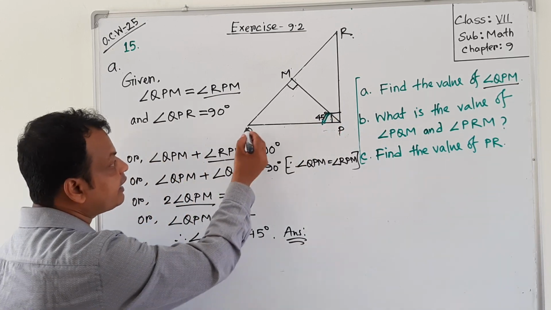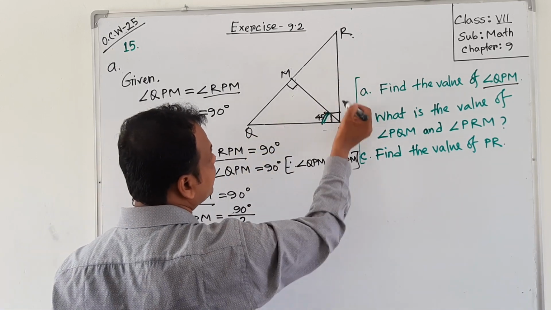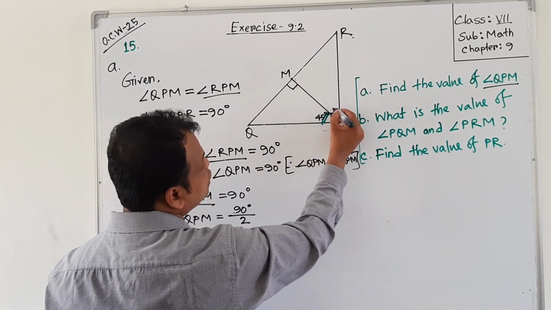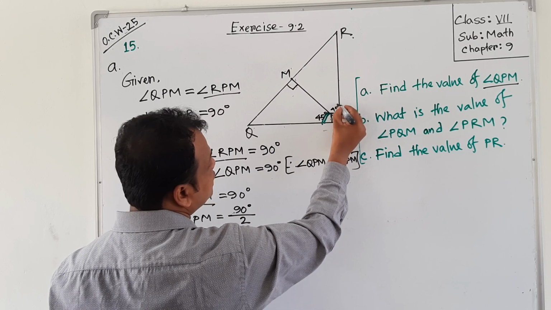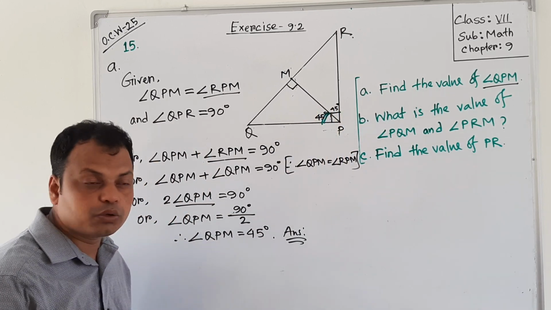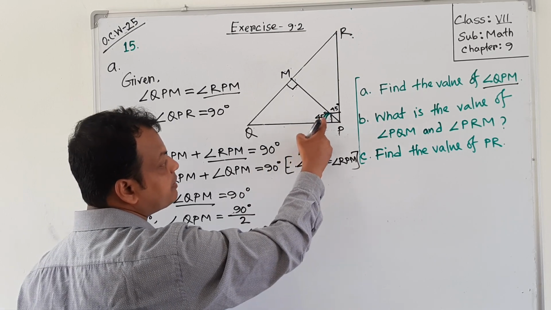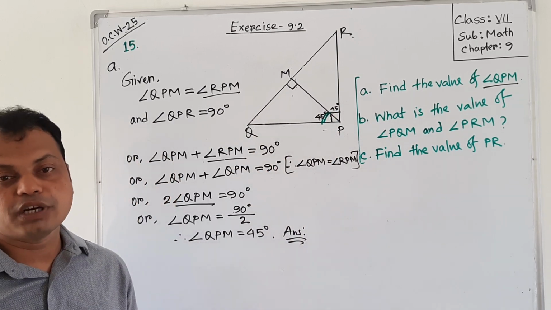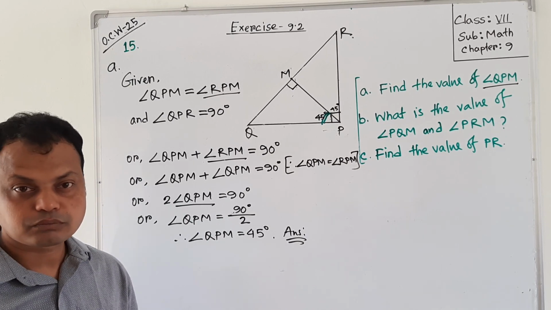Another thing, angle QPM equals angle RPM. So the value of RPM will also be 45 degree, because this angle and this angle will be equal. As this one is 45 degree, this one is also 45 degree. So I think all of you have understood question number A.